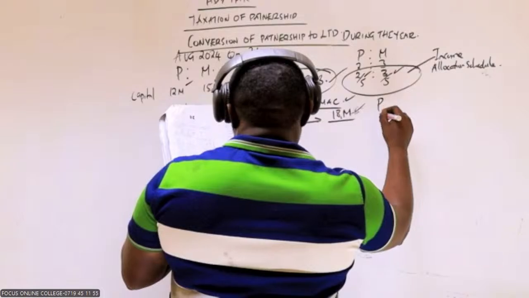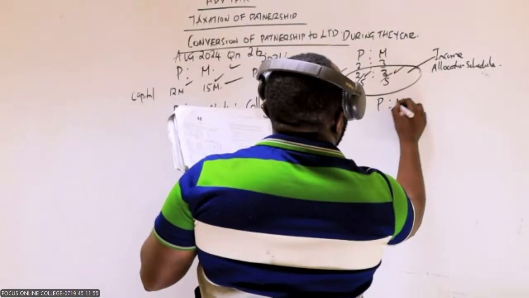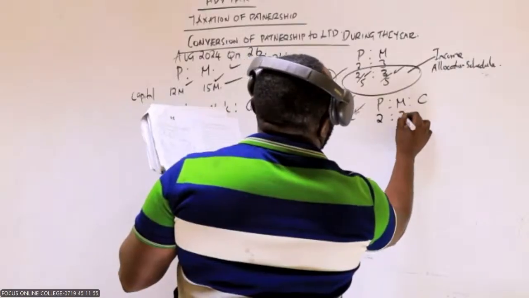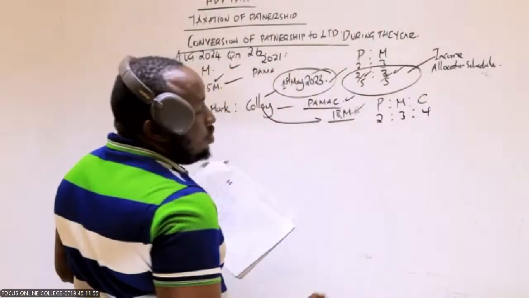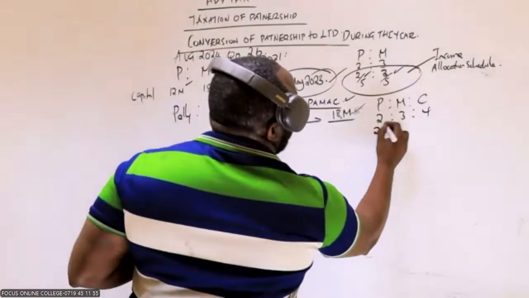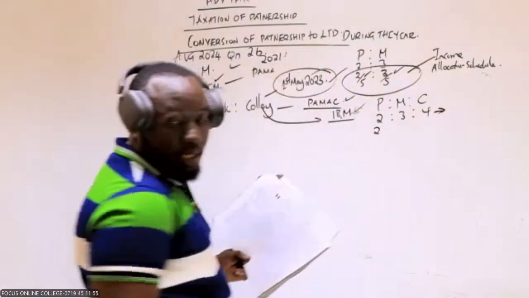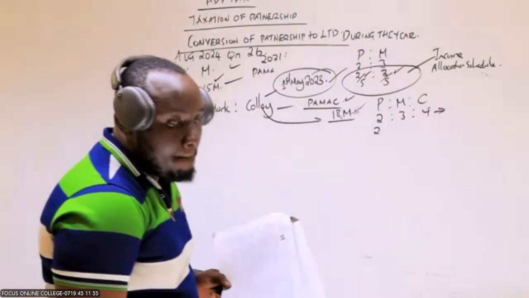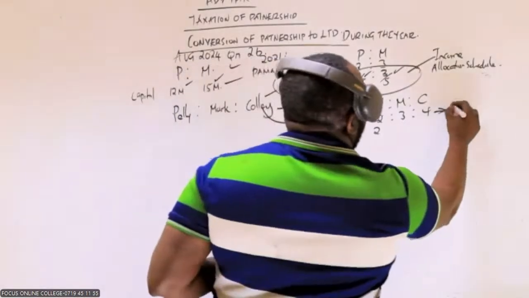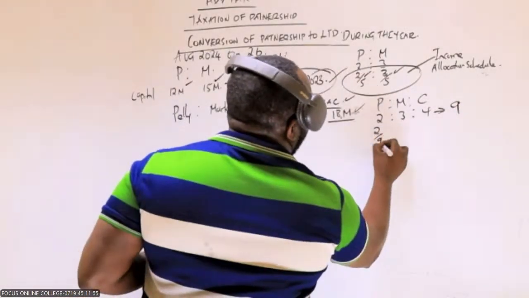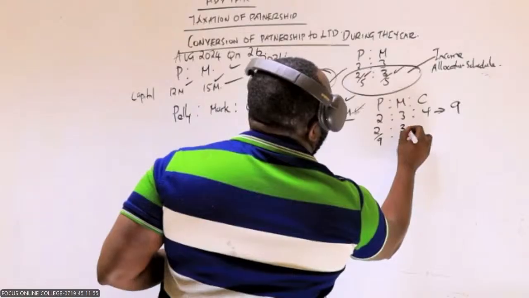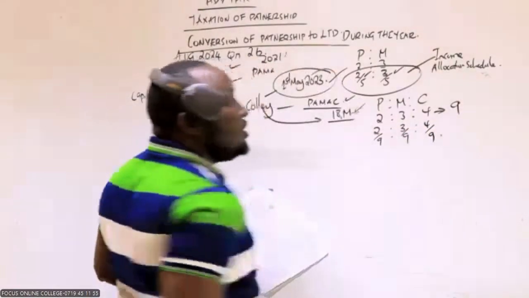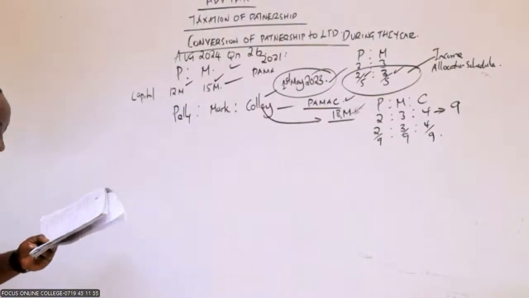We have Peli, we have Mark, and then we have Colney. The sharing ratio now became 2:3:4. So what was Peli getting? The total ratio is how many? What is the total ratio? The total ratio is 9. So now Peli gets 2/9, Mark gets 3/9, and Colney gets 4/9. That should be very clear.